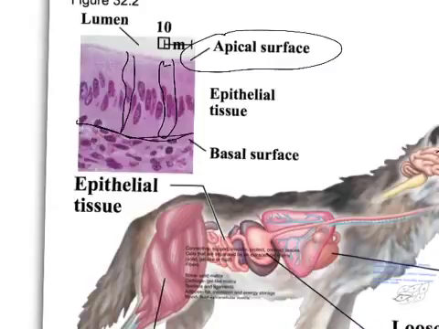Now this is one layer of cells. Epithelial tissue comes in two different flavors. It could be one layer of cells, like you see here, or it could be multiple layers of cells. If it's multiple layers of cells, we call that a stratified epithelial tissue. If it's one layer of cells between the apical surface and the basal surface, it is a simple epithelial tissue.